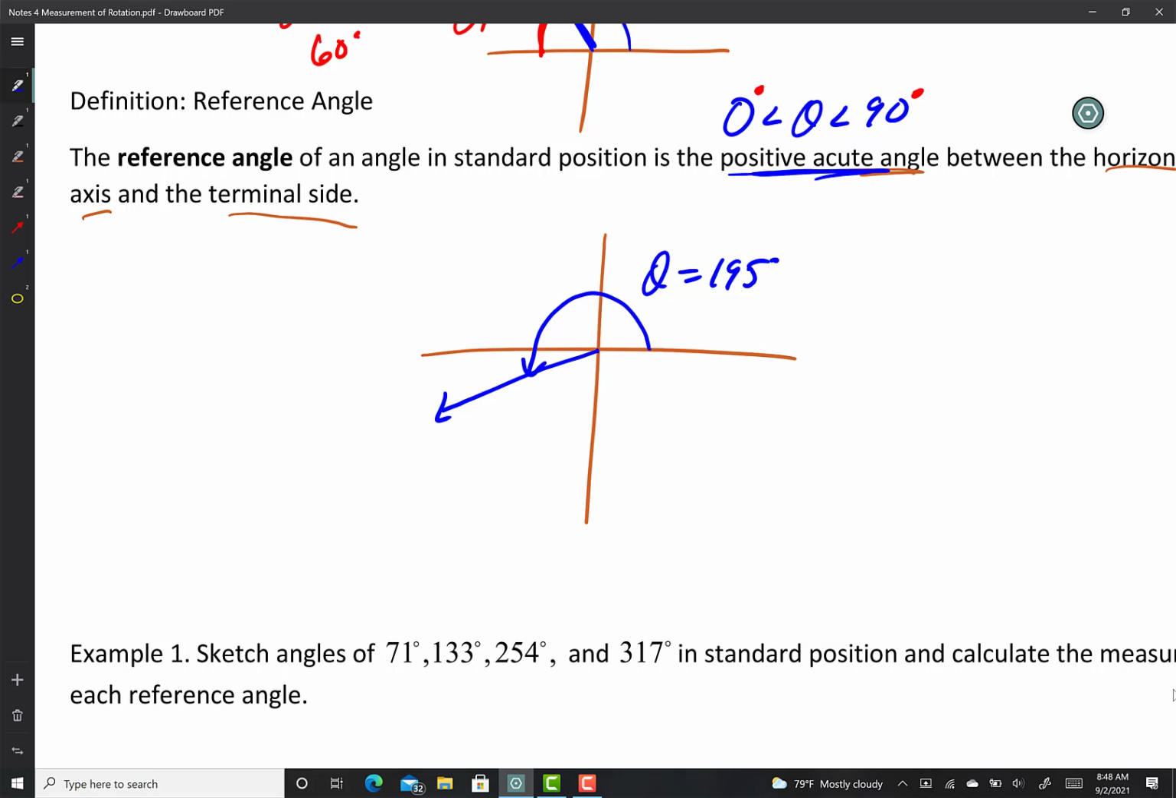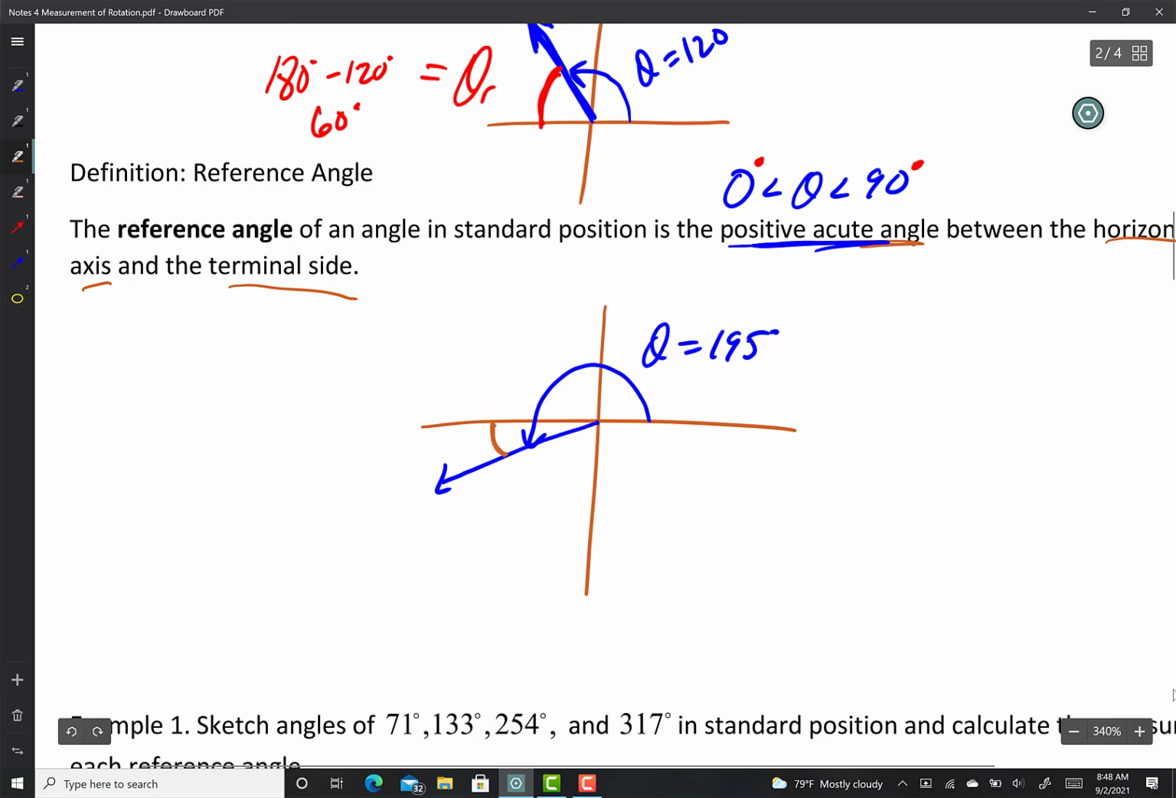What's my reference angle? You're not going to do 180 minus 195. No, not 270, because the reference angle is always with the horizontal. It's that one. Negative 15? No, remember, it's a positive acute. Okay, so you got the magnitude correct. Just 15. The reference angle is 15 degrees.